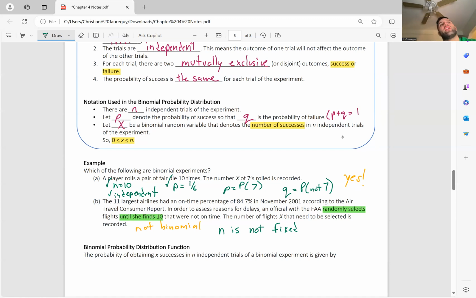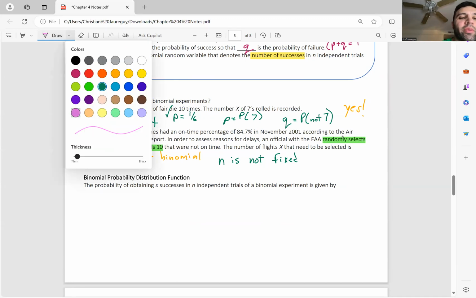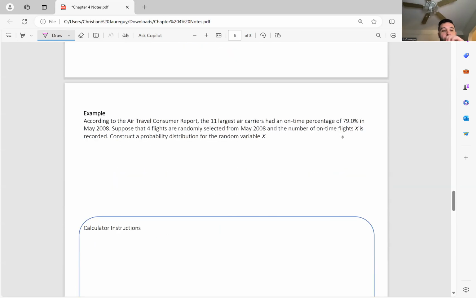So we know how to tell if it's binomial or not. So why do we care? We're going to skip this little space real quick. We're going to come back to it and hopefully see some of the importance of binomial. So let's look at this little thing.